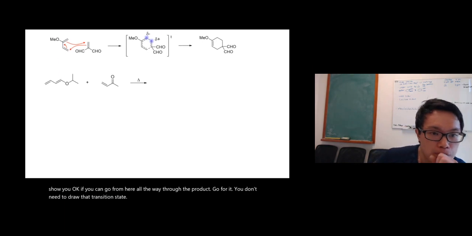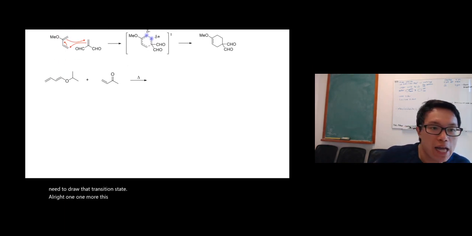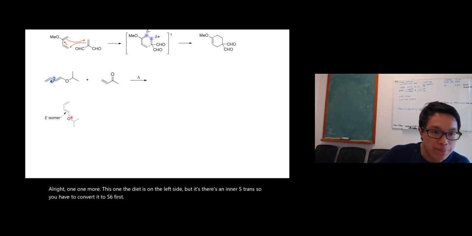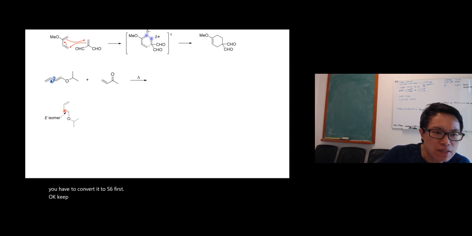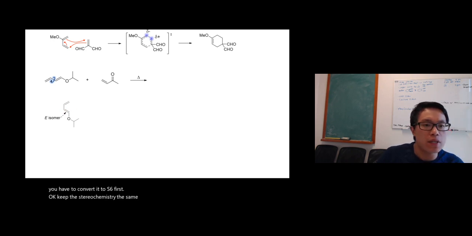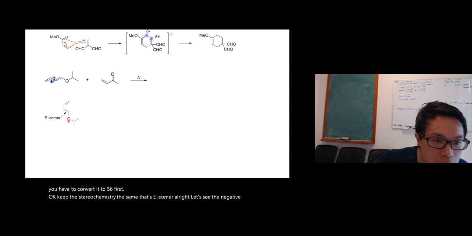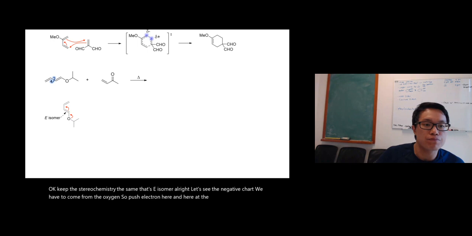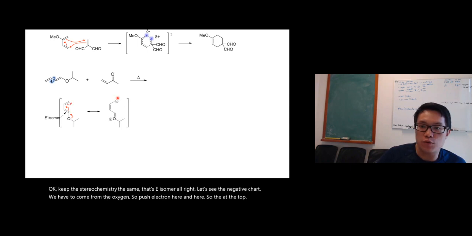All right, one more. This one, the diene is on the left side, but it is in the s-trans, so you have to convert it to s-cis first. Okay, keep the stereochemistry the same. That's the E isomer. All right, let's see. The negative charge will have to come from the oxygen. So push electrons here, here, and here. So at the top. Here we go. That's a negative charge.